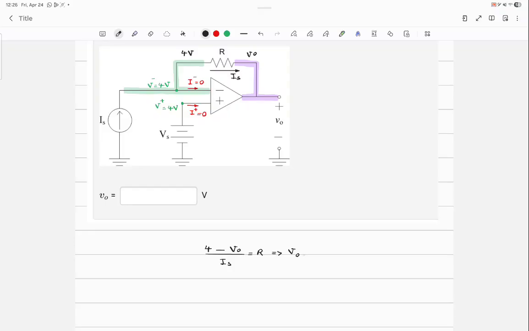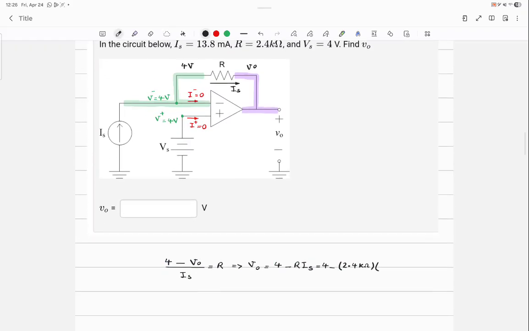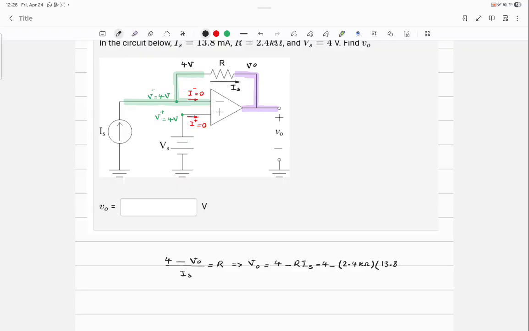which means your VO is equal to 4 minus R IS, which is equal to 4 minus 2.4 kilo ohm times IS, which is 13.8 milliamps, and the answer is negative 29.12 volts.